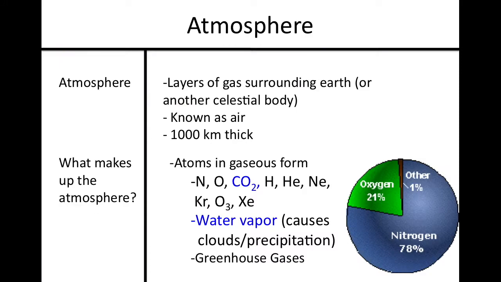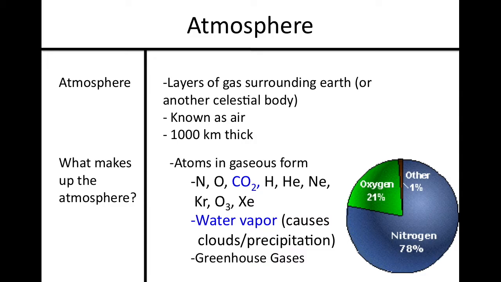What is the atmosphere? The atmosphere is layers of gas that surrounds the Earth or any other object that is out in space. We know this as air, and our atmosphere is about 1,000 kilometers thick. The atoms that make up the atmosphere are in a gaseous form, and predominantly 78% of the atmosphere is nitrogen. We also have oxygen in a larger proportion, at 21% as shown here in our pie chart. And this small amount right here of 1% is other elements or compounds.